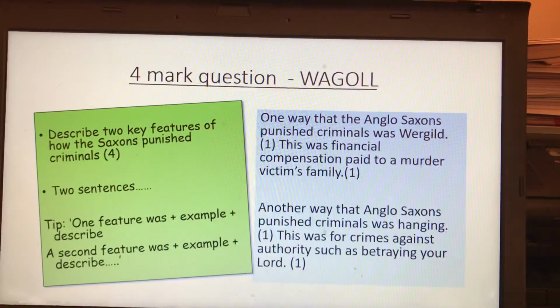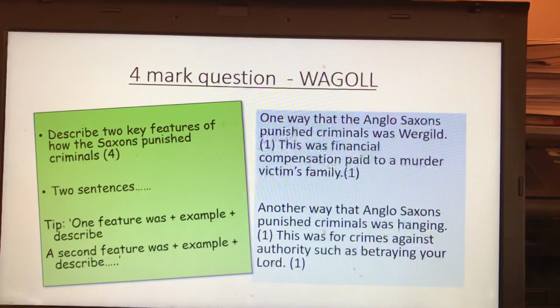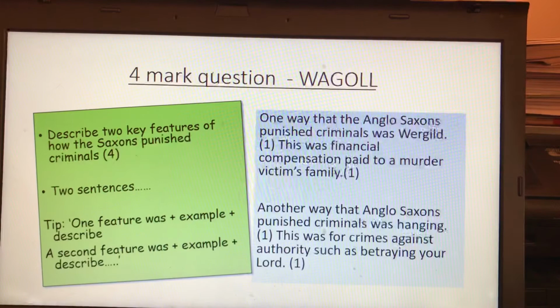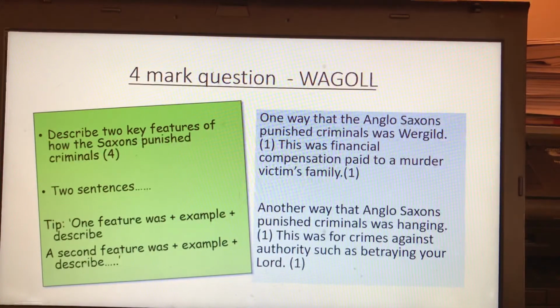Finally, you were asked to write an answer to a 4-mark question. It's a very familiar style to you because it's what you've seen on the Anglo-Saxons paper in the past. And this one was: describe 2 key features of how the Saxons punished criminals. And you had a little guide there to remind you how to do it. On the right-hand side there, you will see what a good one looks like, an example answer to that question that I'm just going to read you through.